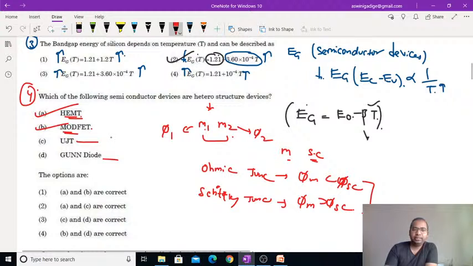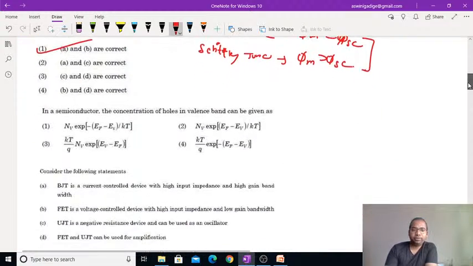Coming to the UJT and the Gunn diode: the UJT has a single junction, and the Gunn diode is a completely junctionless device. Okay, the Gunn diode is a junctionless device. You don't have any junctions, just an N layer and an N plus layer, and you keep going like that. So here the correct option is A and B. So that is the fourth question.